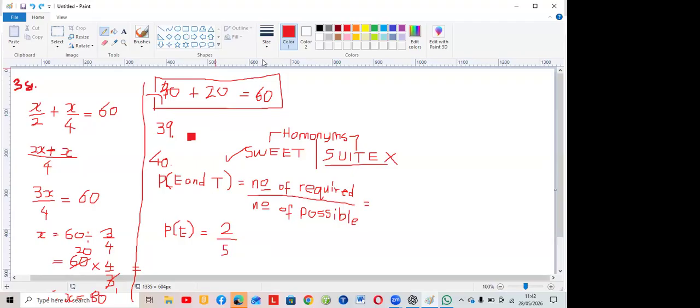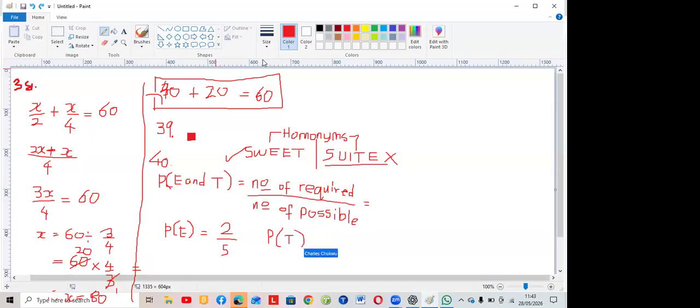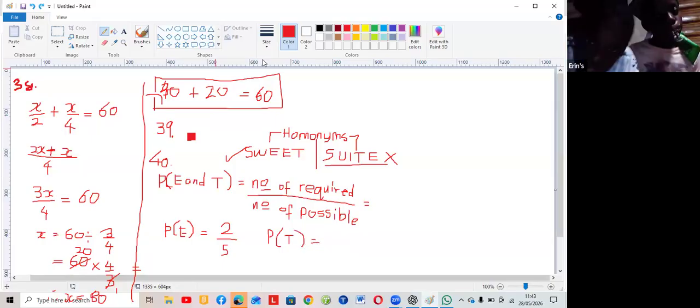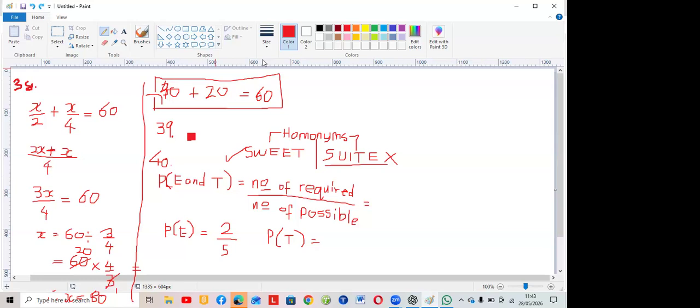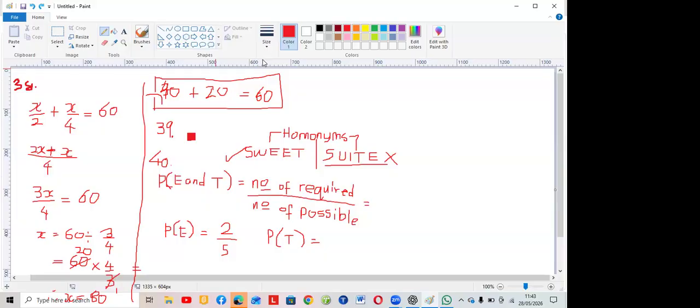Okay. Then probability of T. Can you see how I'm doing it? I'm separating them. Probability of T, number of required events is equal to what? How many T's are there in sweet? How many T's? Letter T. There's only one T. Thank you. There's just one. So 1/5, right?